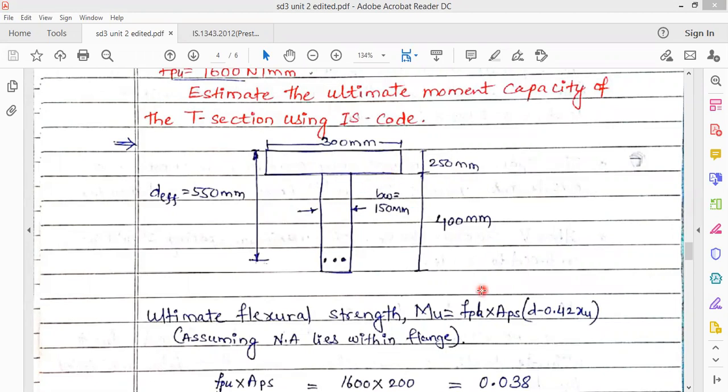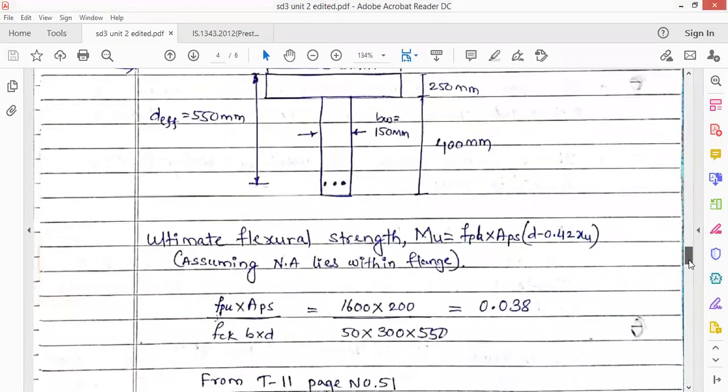Initially I will use the first equation, that is, the neutral axis lying within the flange, assuming that the neutral axis will be in the flange itself. I will be using this equation for this particular case, that is, Mu equals FPB into APS in bracket D minus 0.42 XU, right? Here I need FPB and XU, which will be obtained from the code book. So we'll now go to the solution.